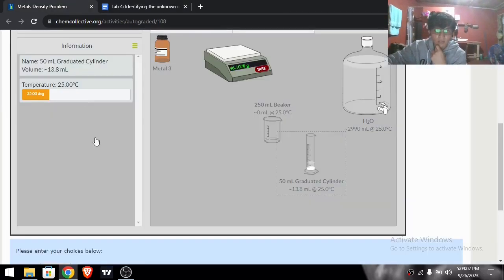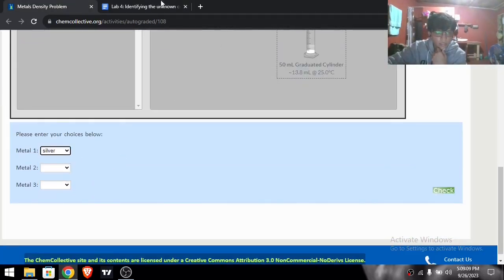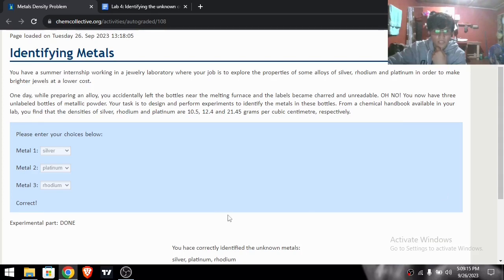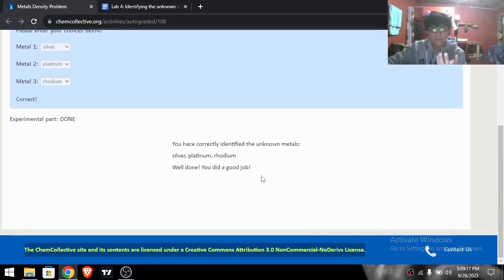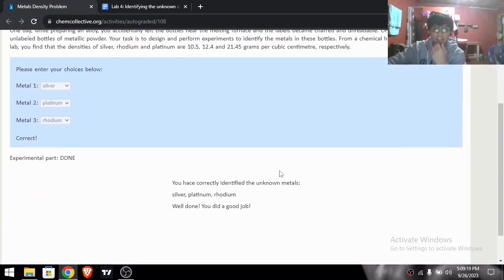So we simply put that here: silver, platinum, and rhodium. And we check our answers. And it is done. We have correctly identified all the metals.